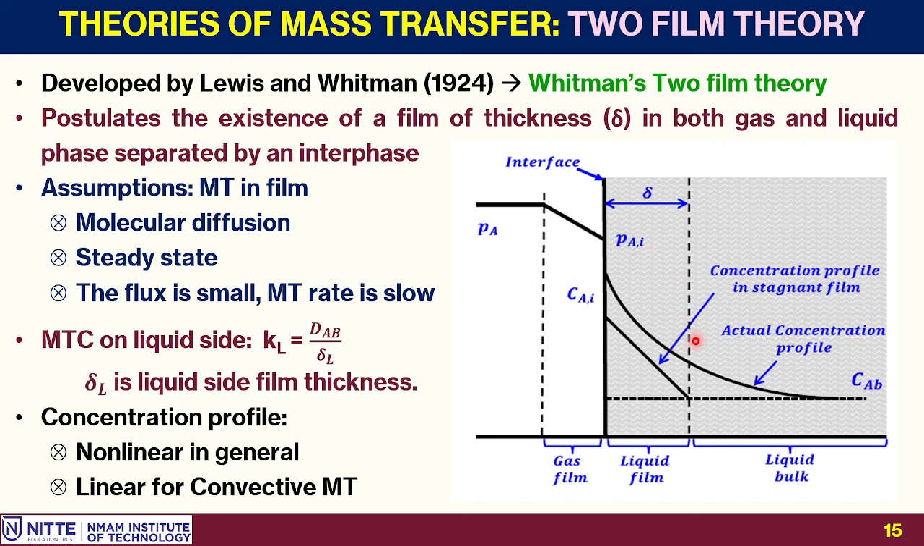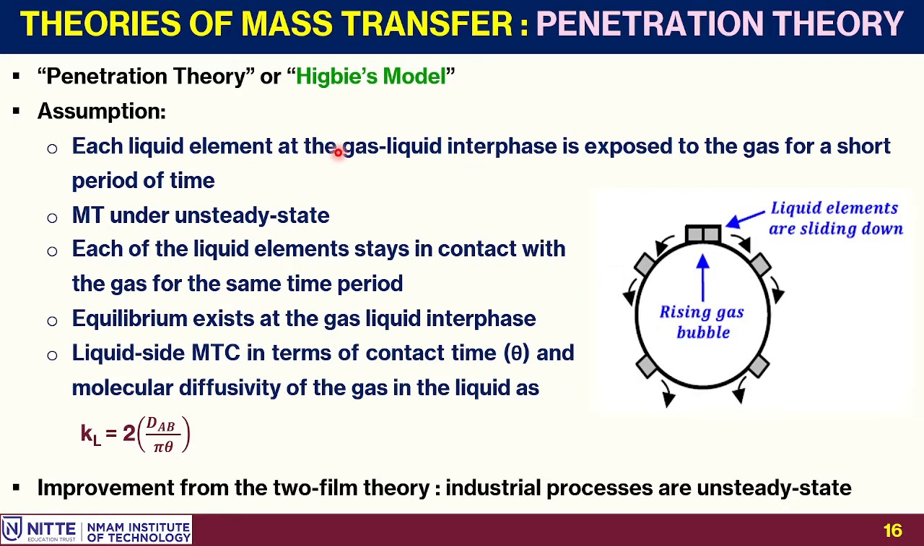So the second one we will see is Higbie's model. Here there is a modification of the previous two film theory. Here it considers unsteady state mass transfer, which is the realistic case. That is the reason why this is more popular.